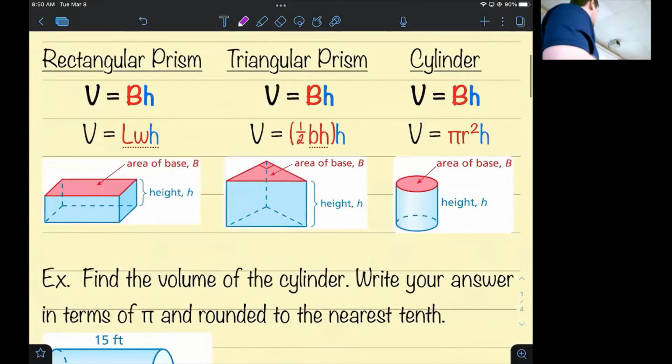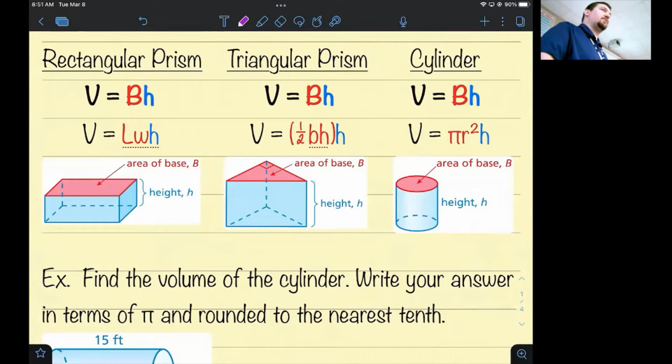So for a rectangular prism, triangular prism, and a cylinder, you use the same formula. But capital B, remember we said capital B is like a drop-down menu? You're scrolling through that list of formulas in your brain. You're replacing capital B with whatever your base shape is. If your base is a rectangle, you replace capital B with length times width. If your base is a triangle, you replace it with 1/2 BH. If your base is a circle, you replace capital B with pi r squared.